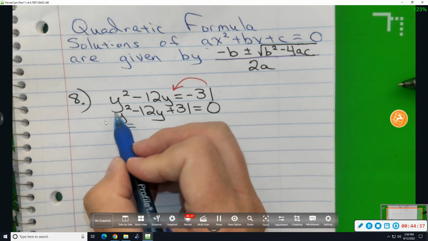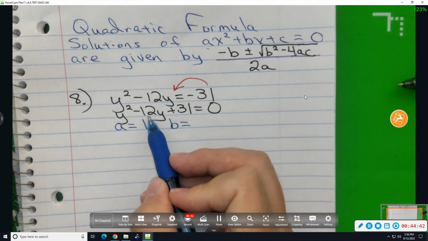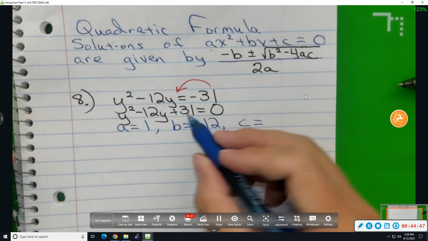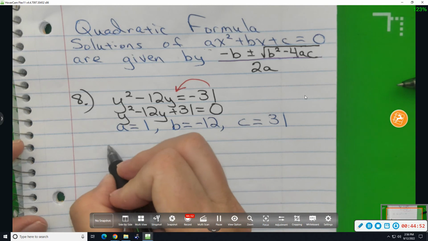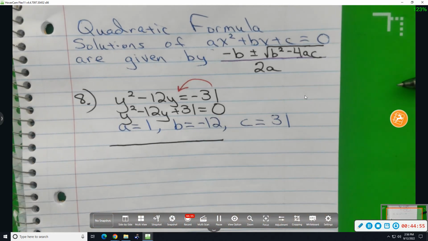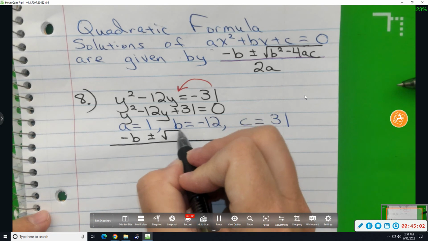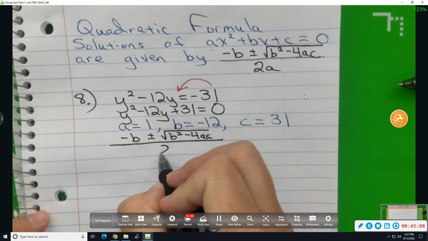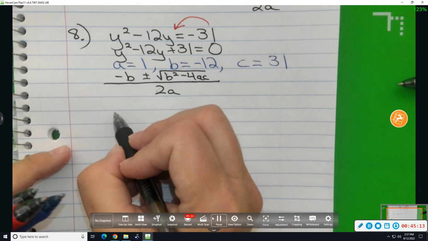A is the number in front of y squared, so it's a 1. B is negative 12. C is 31. And so I'm going to draw my little fraction bar there. Now I'm going to set a good example. I'm rewriting that formula so that you can lift the page up.